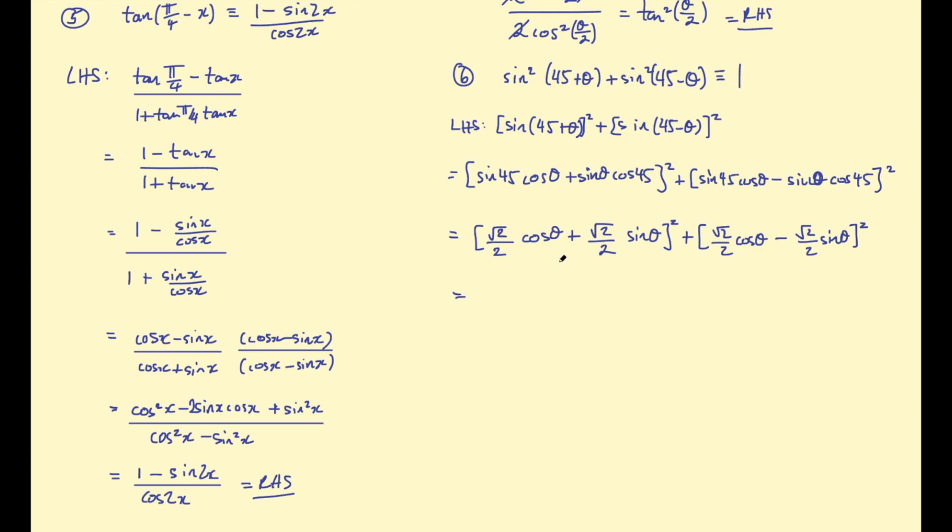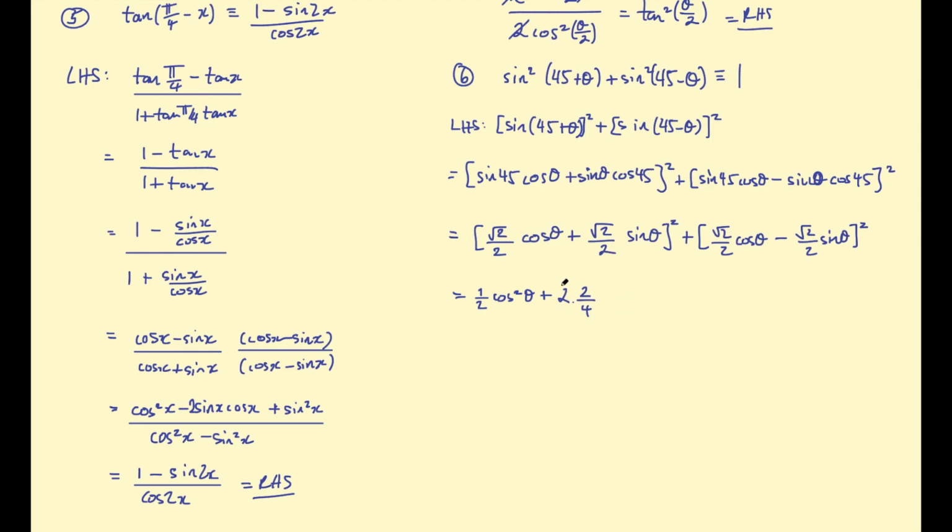So if you imagine these are double brackets, we're going to multiply this by itself. So this is going to be root 2 on 2 squared is going to be 2 on 4, which is a half. So a half cosine squared theta plus 2 lots of these things multiplied together. So let's write that as 2 times 2 on 4, because root 2 on 2 times root 2 on 2 would be 2 on 4.